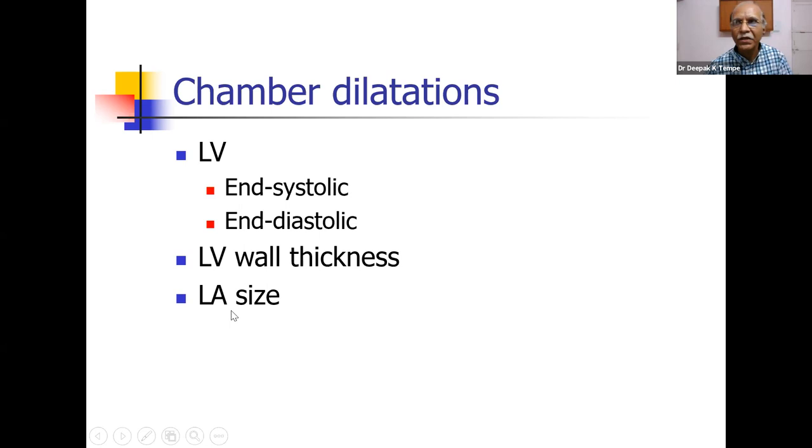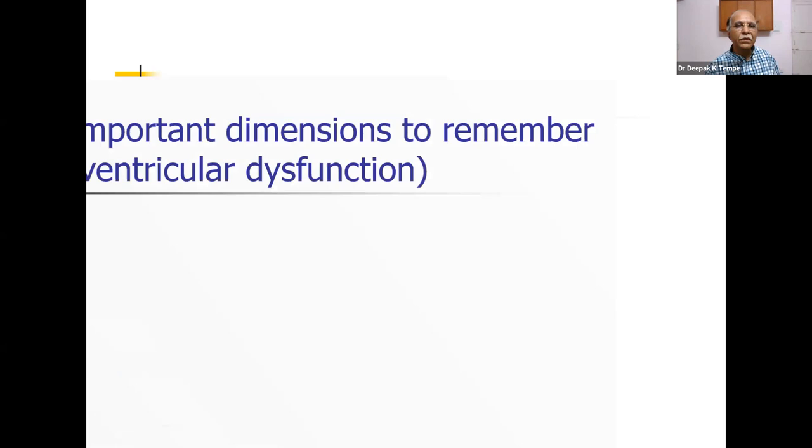Although I don't subscribe too much to the LA size, because in transesophageal echo, I'm not able to see the entire left atrium most of the time. The cardiologist may be able to see it in transthoracic echocardiography. So although this is included in the ACC/AHA guidelines, I don't find it very useful for me, because I don't do much transthoracic, I do most of the transesophageal echoes.